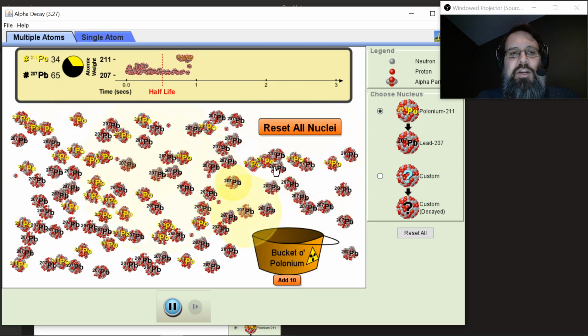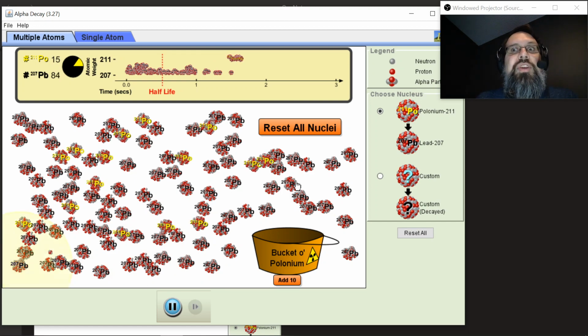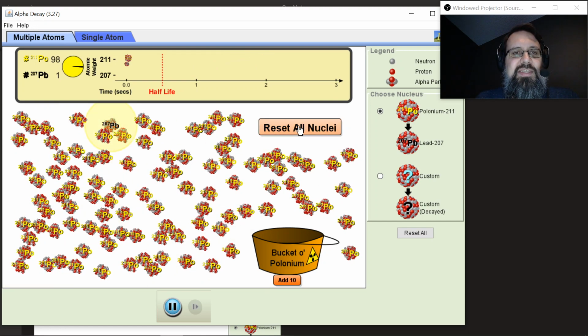If you have a large sample, now this isn't quite large enough. There's only like 100 or so here. But if you imagine you had trillions and trillions of particles, it does end up decaying predictably. So let me go ahead and reset these nuclides.